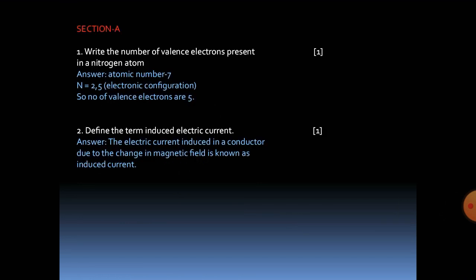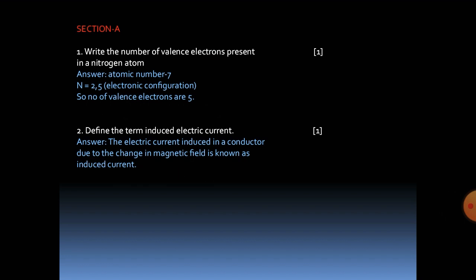Section A, first question. Write the number of valence electrons present in a nitrogen atom. As you know, the atomic number of nitrogen is 7. The number of valence electrons is the number of electrons present in the outermost shell. So, here the electronic configuration is 2, 5. So, the number of valence electrons will be 5, as the 5 electrons are present in the outermost shell.